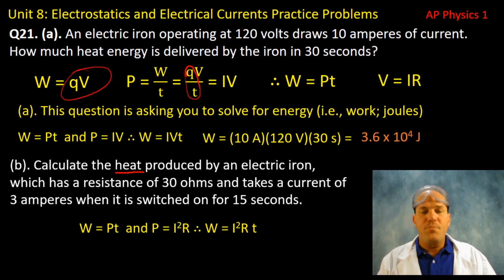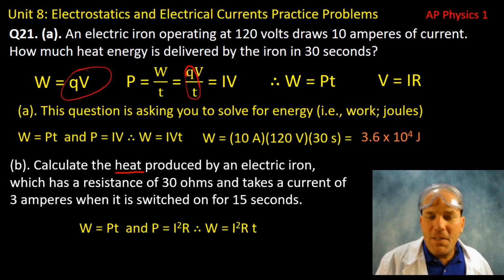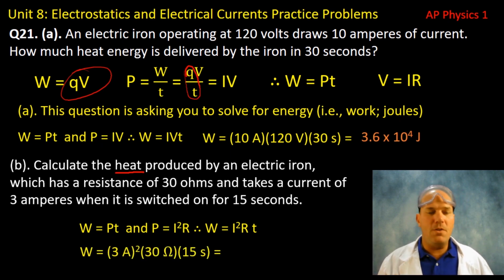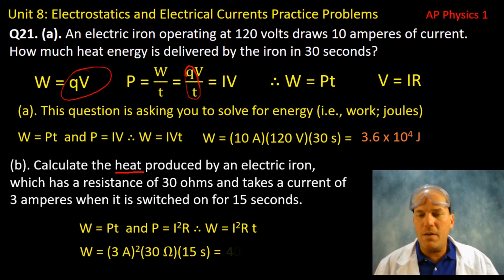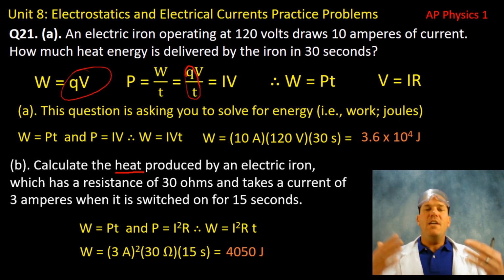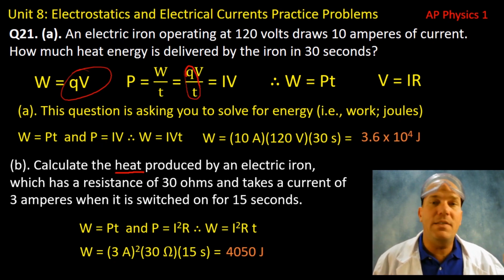All right, so once we get through this conceptual hurdle, we are given everything we need. We know the current, we know the resistance, we know the time. This is a plug and chug. Please don't forget to square the current. And we get 4,050 joules as the heat energy produced by this iron.